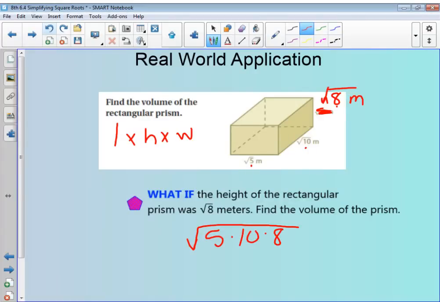So if I go through and do 5 times 10, that gives me 50. 50 times 8 is 400. Okay, so now I've got the square root, oh my goodness, I can't draw today, of 400. Okay, is that a perfect square? Well, we can check our calculators, and some of you will know that yes, it is. It is 20, and then I'm going to just put my meters on there.